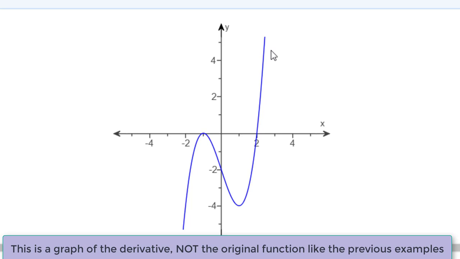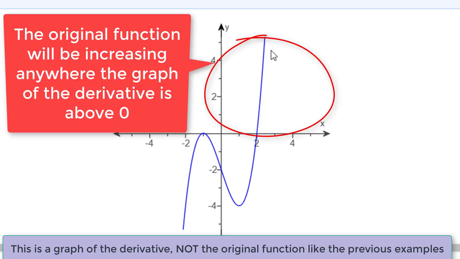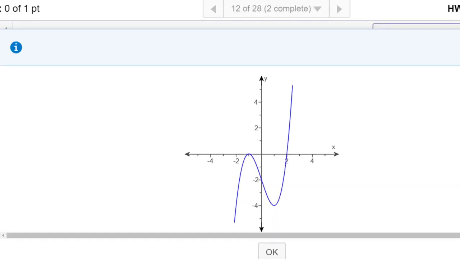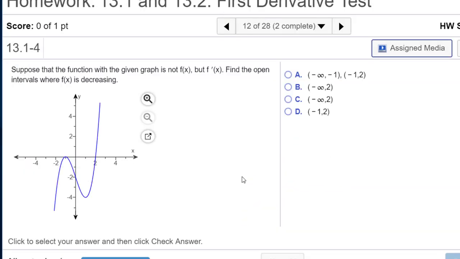This problem right here doesn't ask about where the function is increasing at all, but if you're looking for increasing, it would be from 2 to positive infinity, because the graph is above the x-axis from 2 to positive infinity. So just to finish the problem, this is me selecting the answer. This one just wanted decreasing, so not increasing.